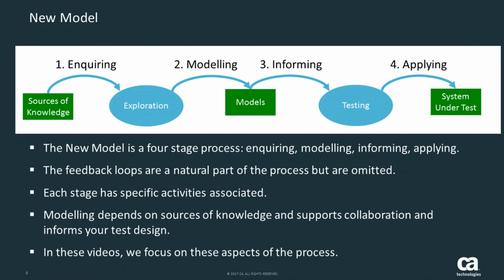Now, the new model has these four broad stages of inquiring, modelling, informing and applying, with feedback loops from each one. I've omitted the feedback loops. They're part and parcel of the whole process, but just to simplify the thinking of how we put this process together, I've kind of omitted them from the picture. Now, each stage has some specific activities, and I want to explore these in a practical way as to what actually is going on in your project and also in your head, if you like. Modelling depends entirely on sources of knowledge, which you explore and assimilate to construct mental models, your understanding, if you like. And this understanding, these models, inform your test design.